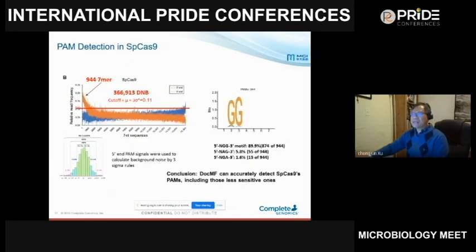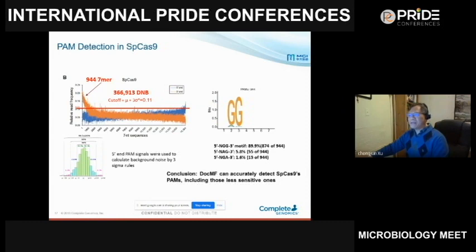Then basically here, the blue line means the 5' side. On the 5' side, all the 7-mers have almost equal frequencies. The y-axis is the frequency of the 7-mer. This means that they do not have a PAM sequence at the 5' end.